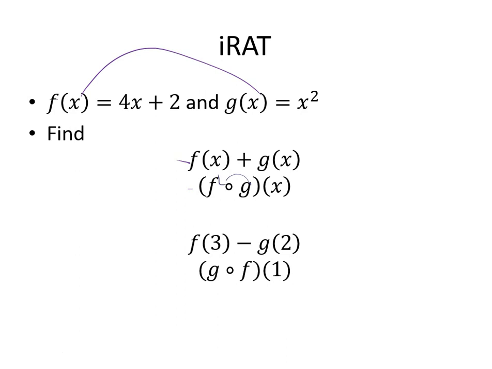And then I give you, okay, f of 3. So you're going to plug a 3 in for the x and a 2 in for the g and then solve it. And then g of f, or golf, with 1. Okay. So that's what you're going to do. That's your IRAT that you're going to have done when you come to class.